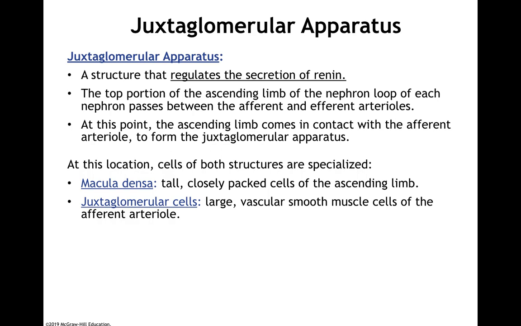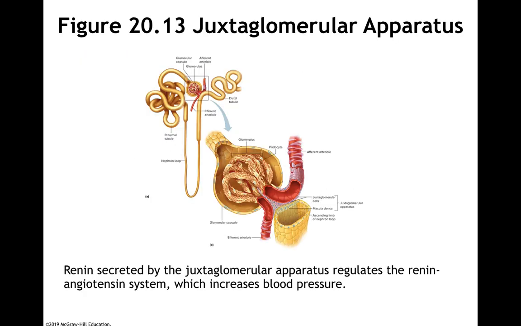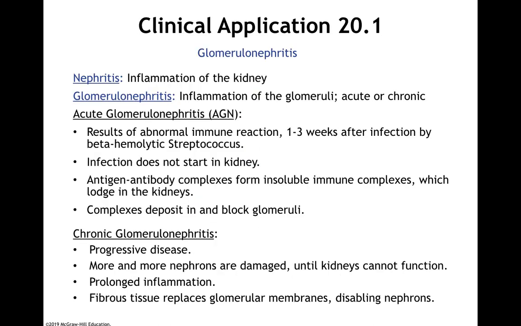At that location, the cells of the structure are specialized. There are macula densa, which are tall, closely packed cells of the ascending limb, and the juxtaglomerular cells, which are large, vascular, smooth muscle cells of the afferent arteriole, shown here in this region. And renin would be secreted by the juxtaglomerular apparatus, and it works to regulate blood pressure by increasing blood pressure.